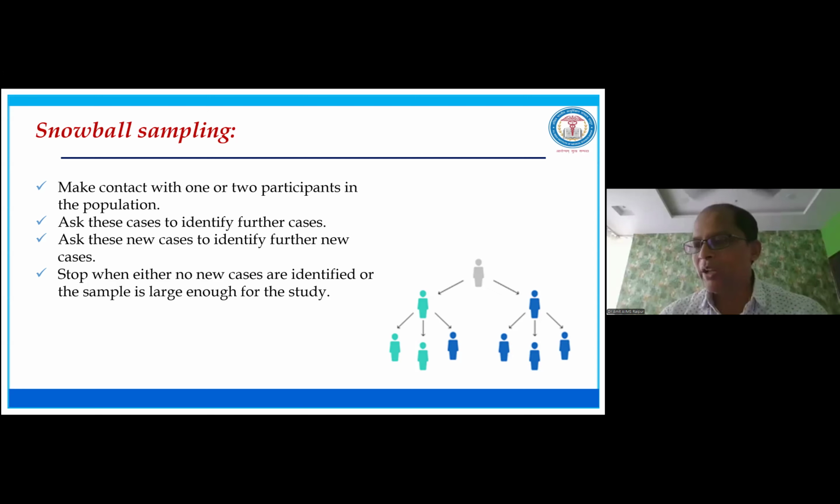Another example is intravenous drug users. It is very difficult to get such participants for a study. But once we get one participant, we can ask them to bring many more participants for the study. They have the contacts, so they can bring such patients or individuals for the study.